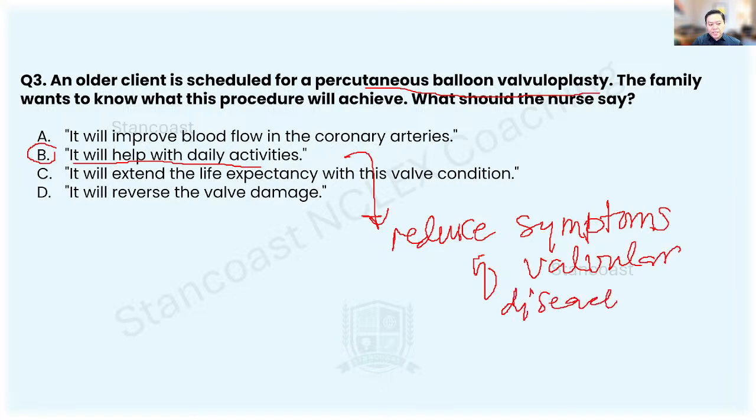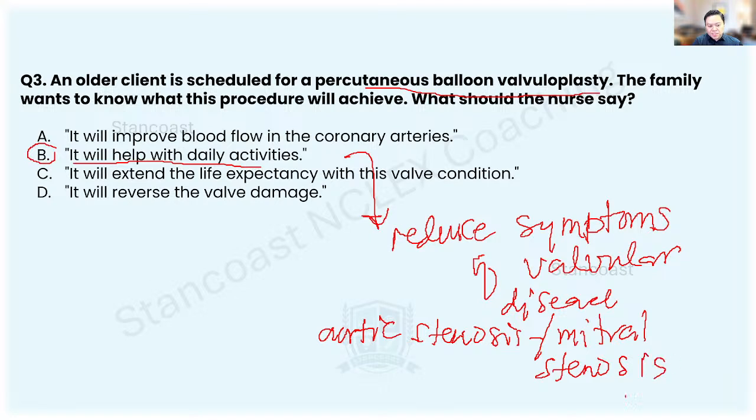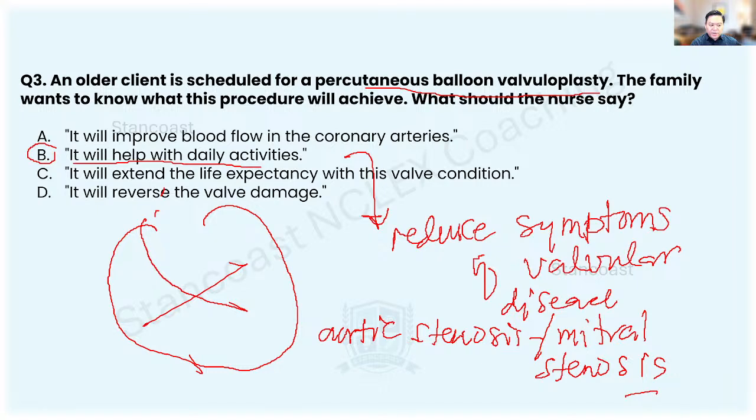Again, this is targeted to what? The valvuloplasty is targeted to treat aortic stenosis and also mitral stenosis. Remember? Mitral stenosis and aortic stenosis. And remember that the patient will have a reduced ejection fraction. The reason for that is because of the increased resistance in the aortic artery. Okay. The aortic artery that's supposed to receive blood from the left ventricle.